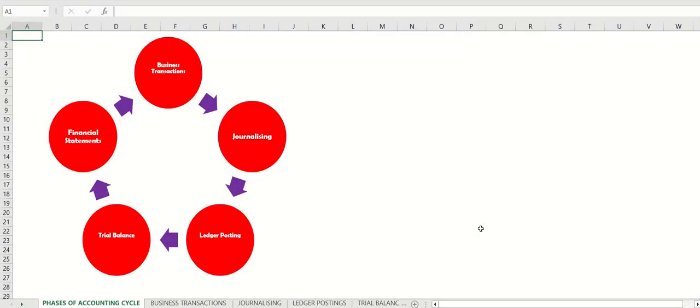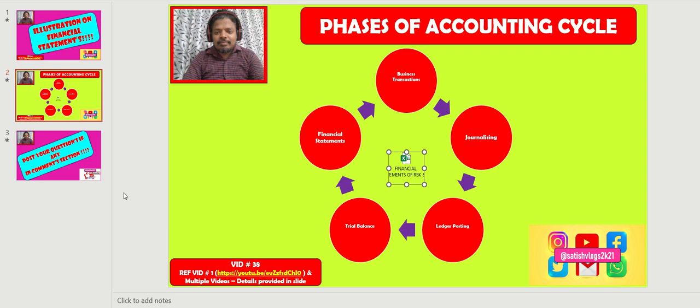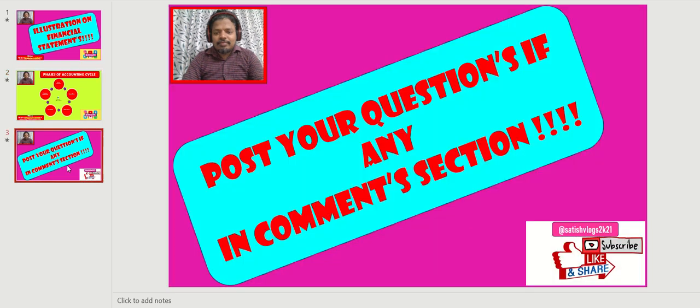So guys, in a similar way, try to understand each and every transaction considering this accounting cycle, and try to simplify things, which would help you understand the concepts in the easiest way. Now let's move to the PPT. I am done with this slide, guys. Now let's move to the last slide.